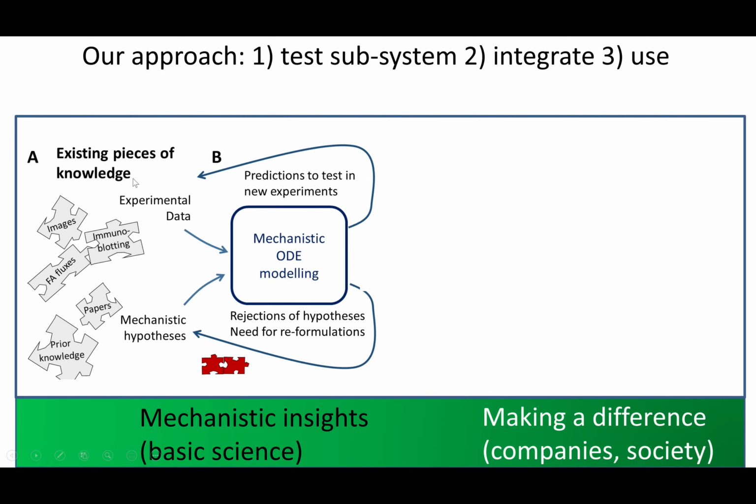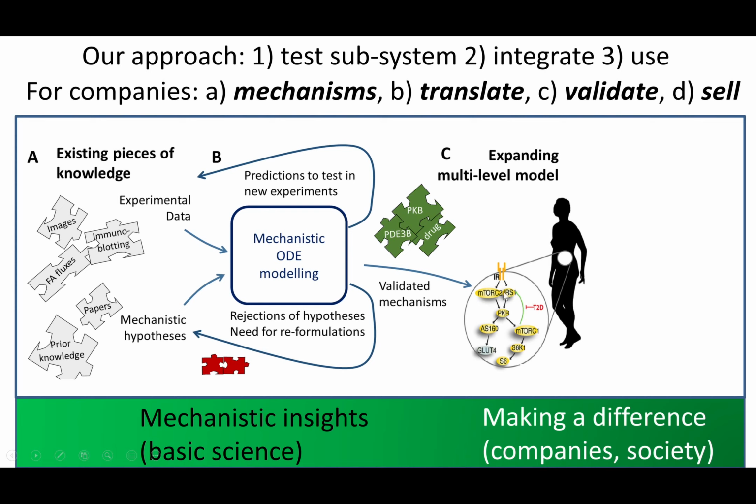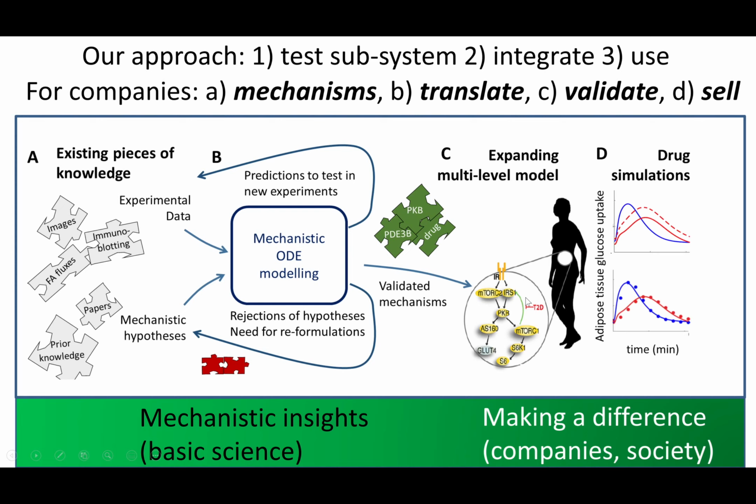And once you have done successful predictions a couple of times, then you can move to the next step, which is to integrate or translate this to the whole body level. And once you have done that, which also is a modeling problem, then you can use it either for the validation step or to help to sell drugs.